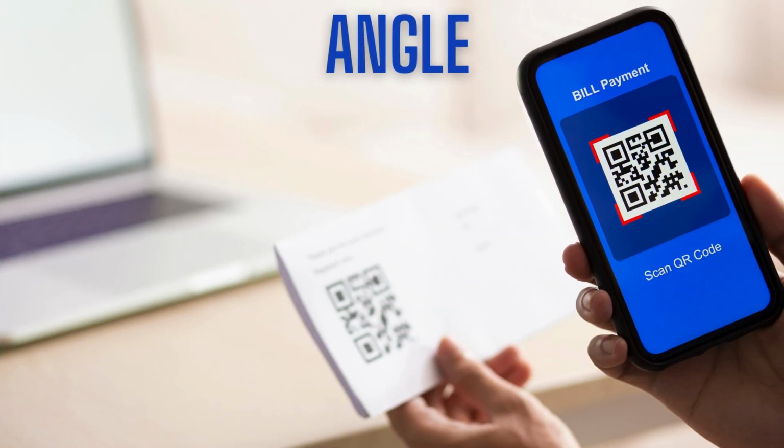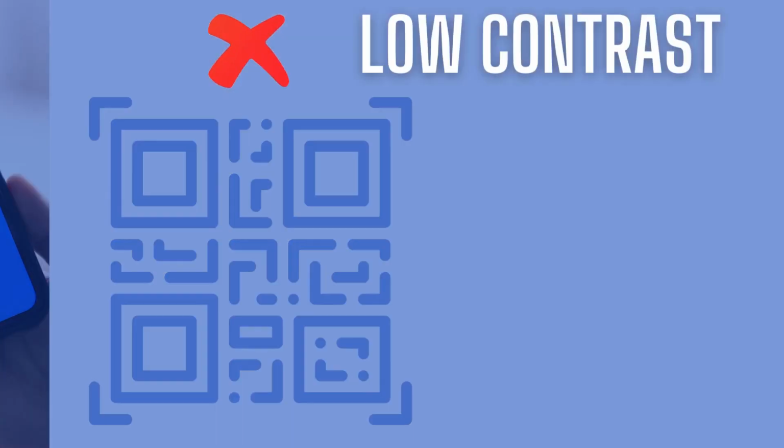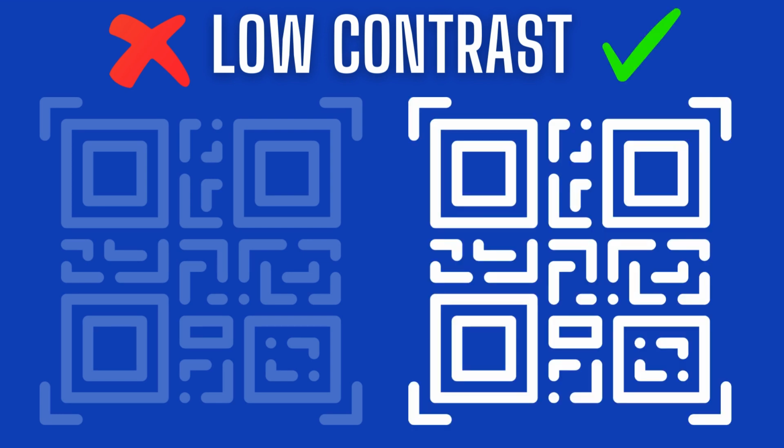Incorrect scanning angle. QR codes need to be scanned from a straight angle. Tilting or angling the device too much can lead to scanning issues. Low contrast. Insufficient contrast between the QR code and its background can hinder scanning. Ensure there's enough contrast for clear recognition.